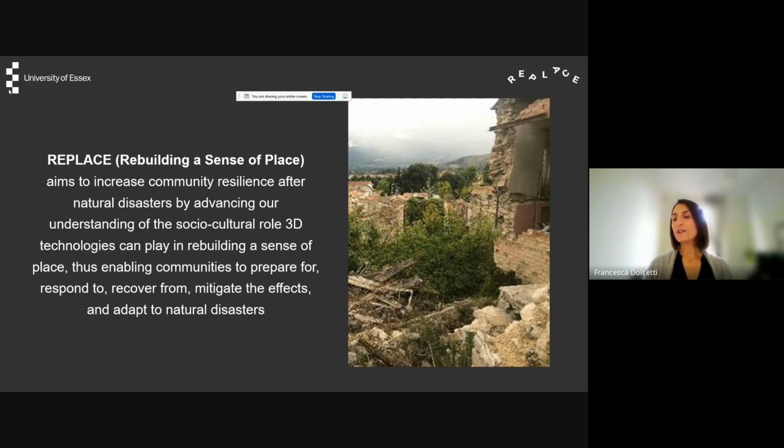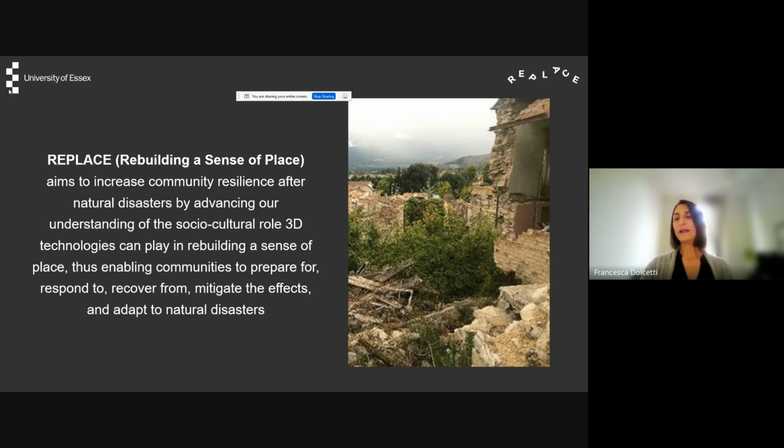So through all these case studies and in collaboration with technology companies, Replace aims to forge a new pathway in disaster management, heritage conservation, and digital practices, one that prioritizes community needs and sustainable application of 3D technologies, ultimately building community resilience and supporting a more sustainable future.